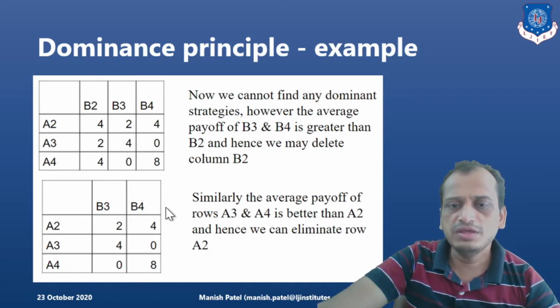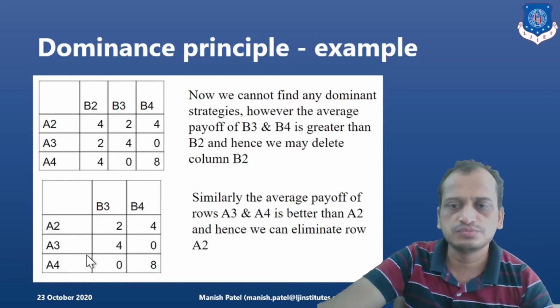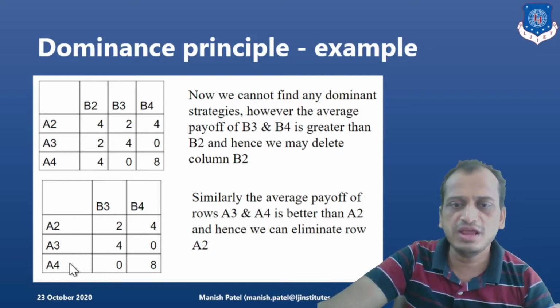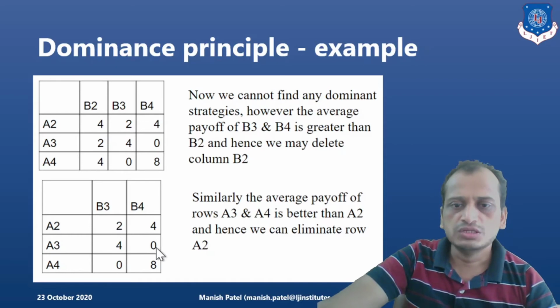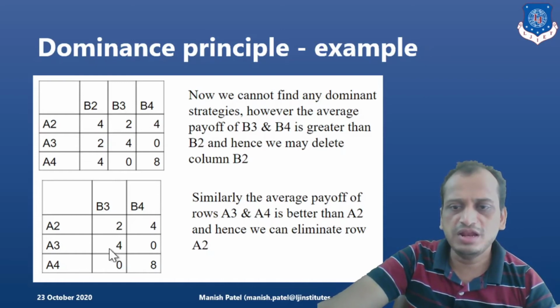Right? Now in this case we can check the average of rows, the rule of average of rows. So let's take the average of A3 and A4. 4 plus 0 divided by 2 is equal to 2. 0 plus 8 divided by 2 is equal to 4, so 4 is equal to 4. So the average of A3 and A4 is better than A2. So we can easily remove A2.